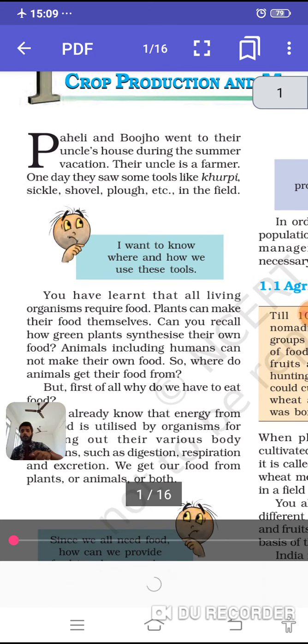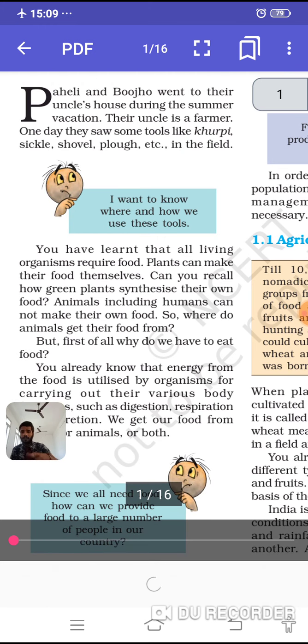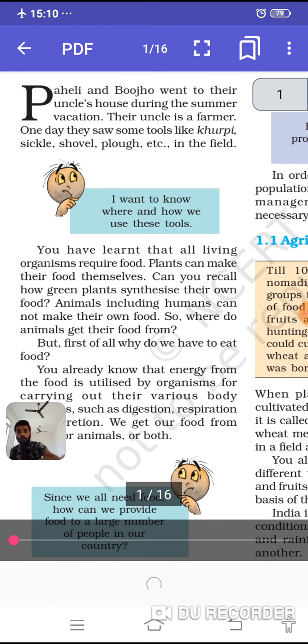If you ask your parents what things are used to do farming, they will answer you: khurpi, sickle, sohal, plough, etc. In earlier times, people used these tools for ploughing the land and farming. But nowadays, due to technological impact, we have come across the tractor. There are many modern farming methods we apply nowadays.